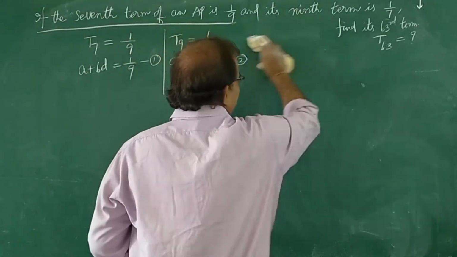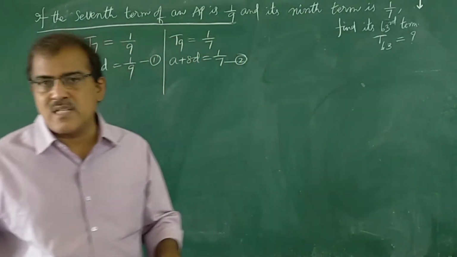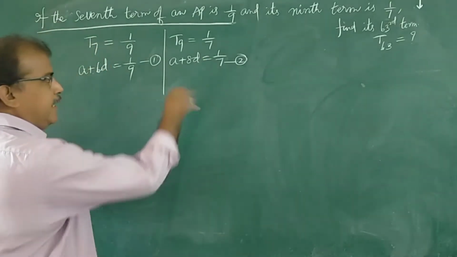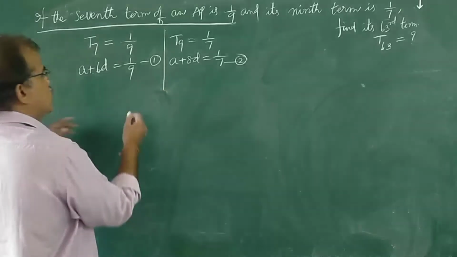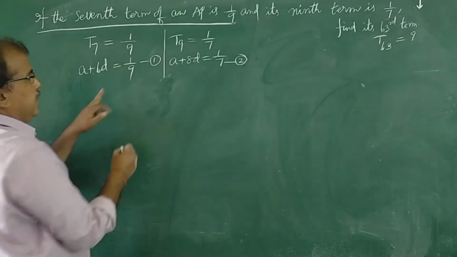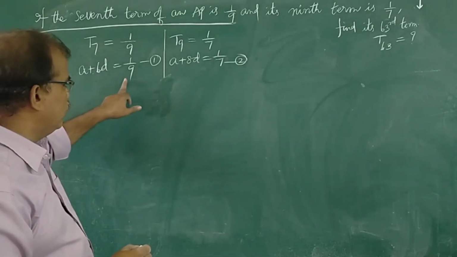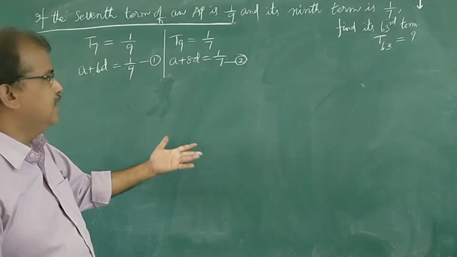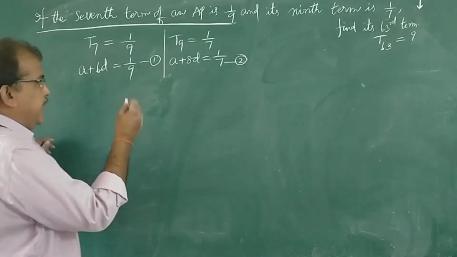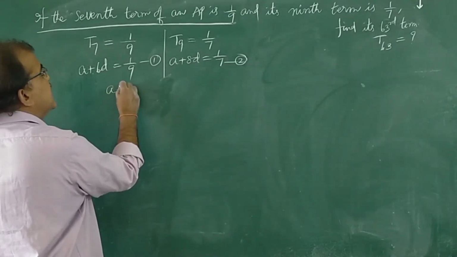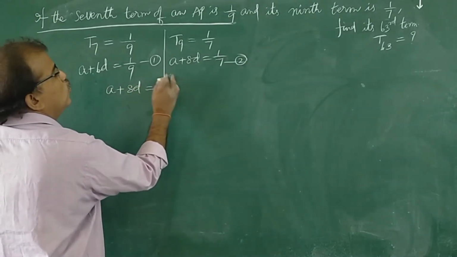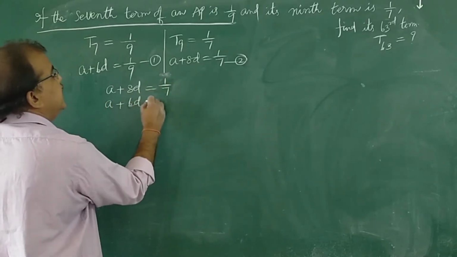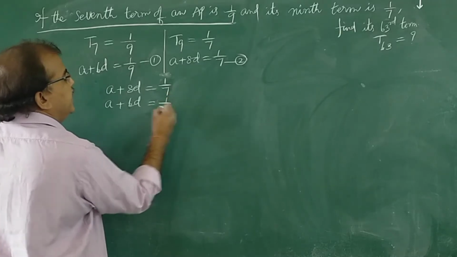Now, by using the linear equations concept, the elimination method, we can eliminate one variable and find the other value. So here, equation 1: A plus 6D is equal to 1 by 9. Equation 2: A plus 8D is equal to 1 by 7. By using the elimination method, we can eliminate A.